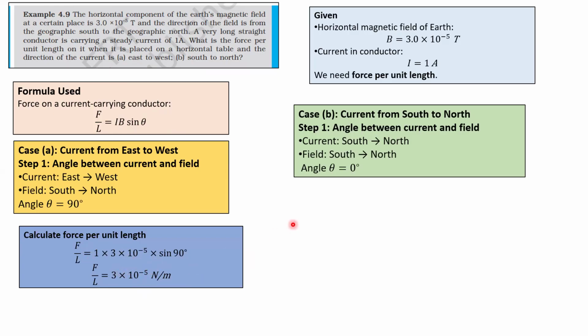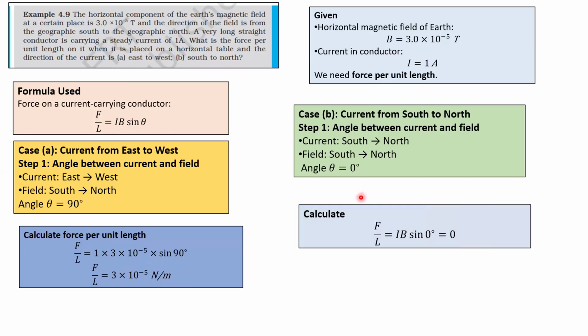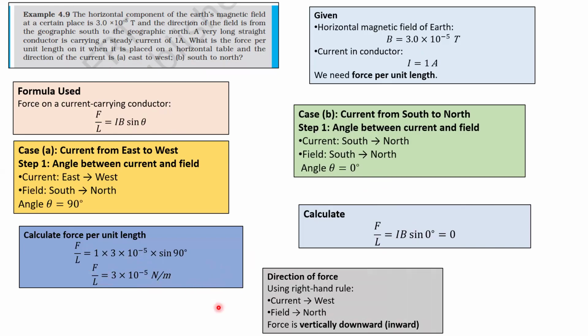In the second case, what is the force? In the second case, theta value is 0. Sin 0 is 0. So, force per length equals 0. So, now we found force per length. What is the direction of the force? How to find the direction? Yes, we can find the direction.